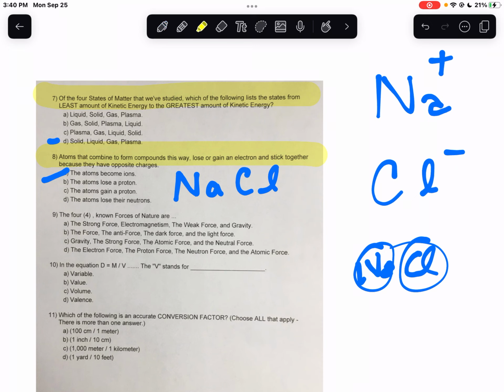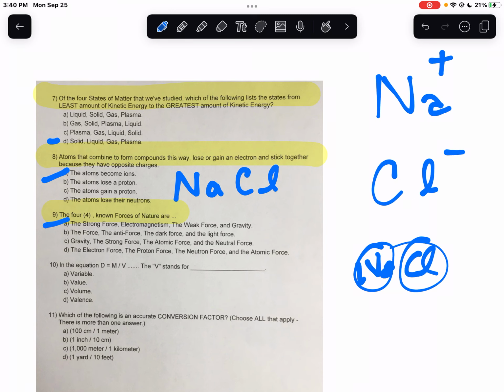If I'm looking right here, the 4 known forces in nature are, this is again going way back to the beginning of class, why atoms get together in the first place. We've got gravity being one of them, of course, the weak force, the strong force, and electromagnetism. That would be A in this version of the test.